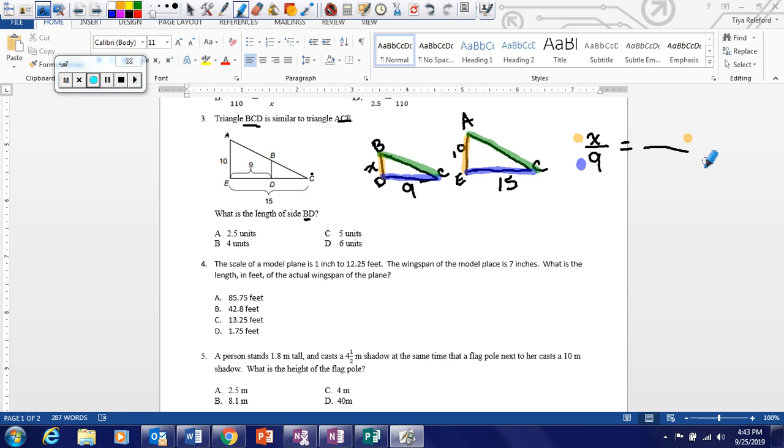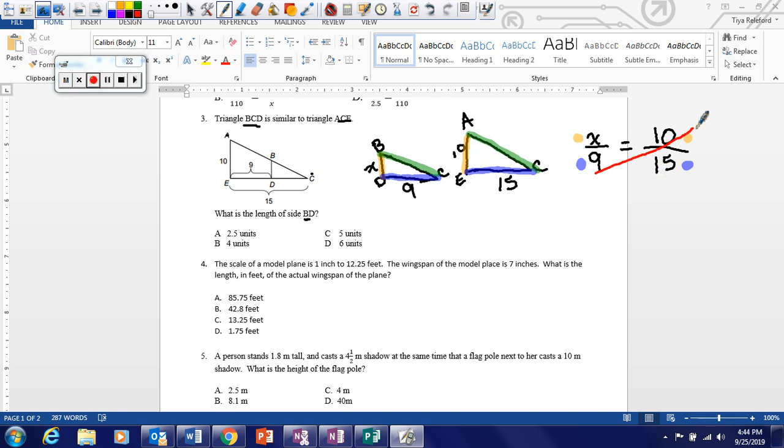This is not the only way you can do it. This is just how I like to do it. What color matches X? What color is orange? Or sorry, what color is orange? What number is orange? And what number is blue? So then we can cross product and solve.